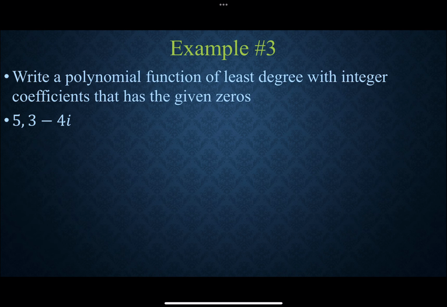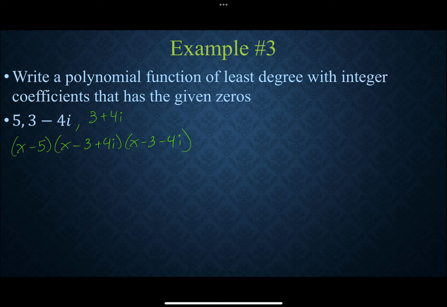Now you'll notice I'm only going to give you one of the expressions. I'm not going to give you the conjugates. You have to recognize that on your own. So if I give you 3 minus 4i, you need 3 plus 4i. Conjugate expression. And then writing these, so we know we'll have x minus 5 as one term, and then we're going to have x minus 3 plus 4i, and then x minus 3 minus 4i.